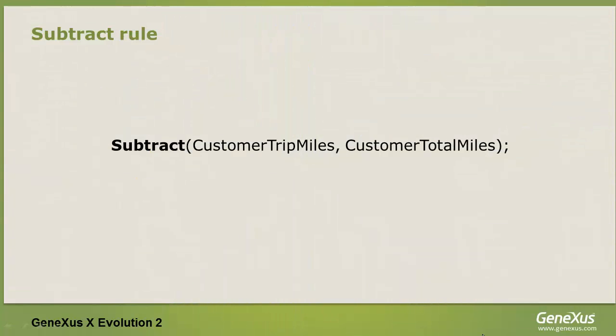GeneXus also provides the subtract rule, whose behavior is exactly similar to that of the add rule, except that in this case, as its name indicates, it subtracts when the user inserts and does the other operations as the case may be. Let's analyze this rule then. When a new tour is inserted for the customer, the customer trip miles value is subtracted from customer total miles. If one of the customer's tours is deleted, then the customer trip miles value is added to customer total miles. And when the customer trip miles value associated with one of the customer's tours is modified, the difference is calculated.